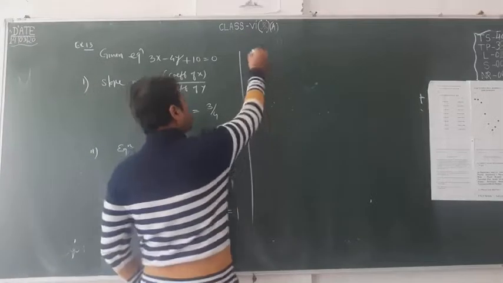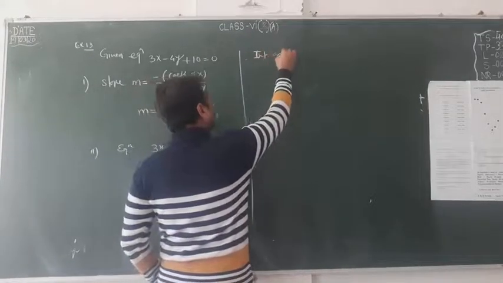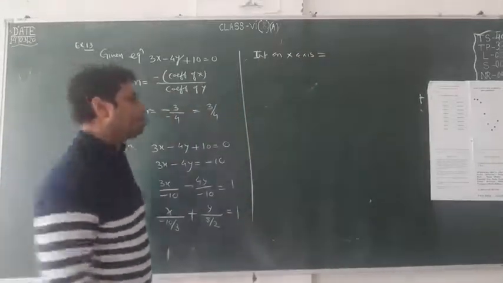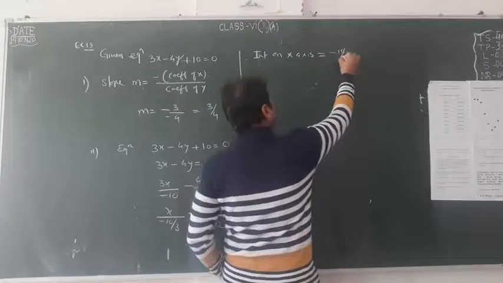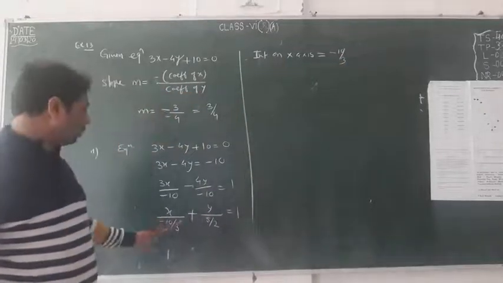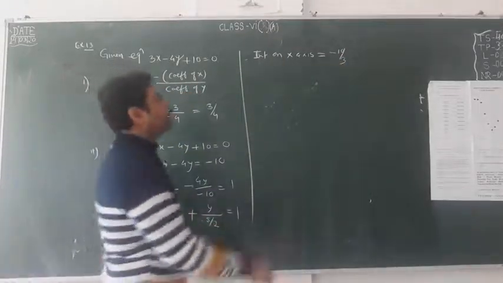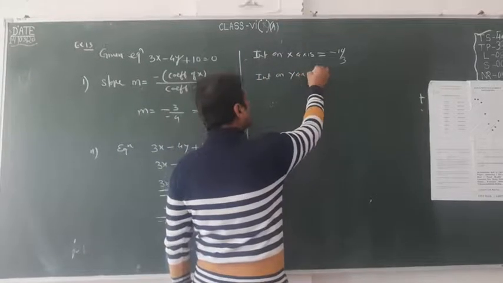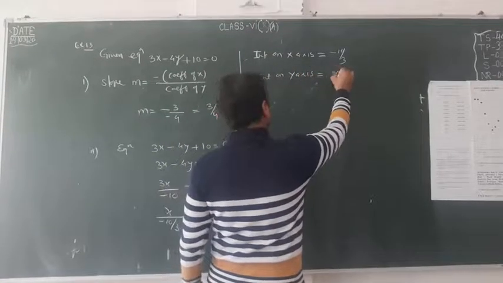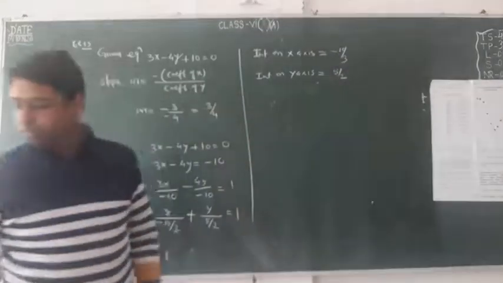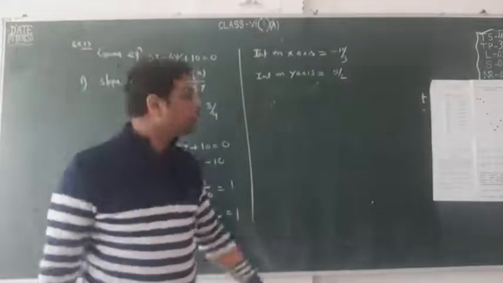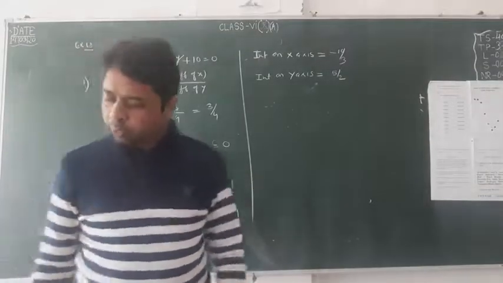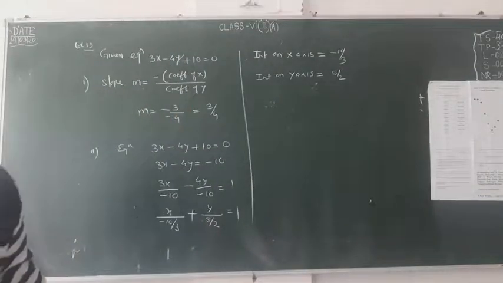You will write finally that the intercept on the x-axis of the line is minus 10 by 3. It has been changed now to x upon a plus y upon b equals 1. And the intercept on the y-axis cut off by the line is 5 by 2. So the first question we have done successfully. It was so easy for one and all. Now let's look at the second question.